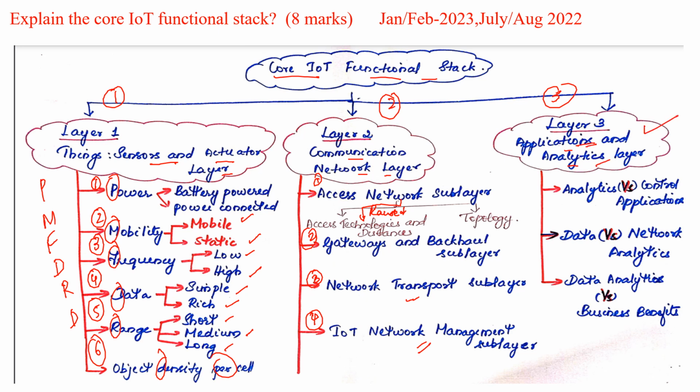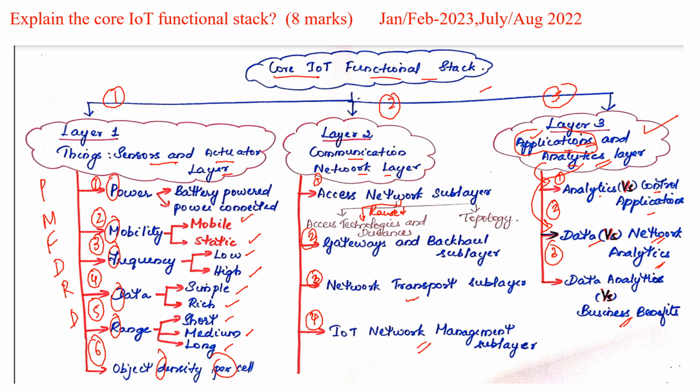And your final layer, that is your applications and analytics layer. Under the applications and analytics layer, you will be learning three subdivisions. First you will be studying the different types of applications, that is analytics application versus control application. Then you will be studying the types of analytics, that is data analytics versus network analytics. And the last one will be data analytics versus business benefits. So this is the overall picture of your core IoT functional stack.